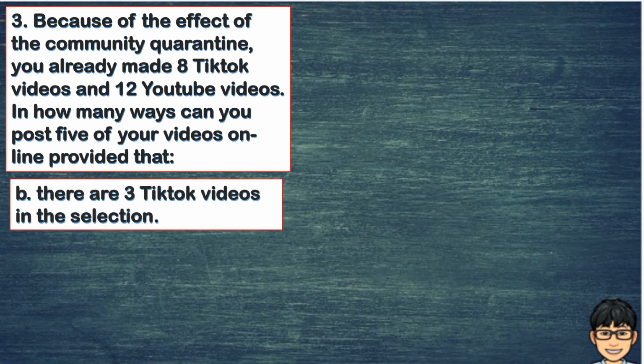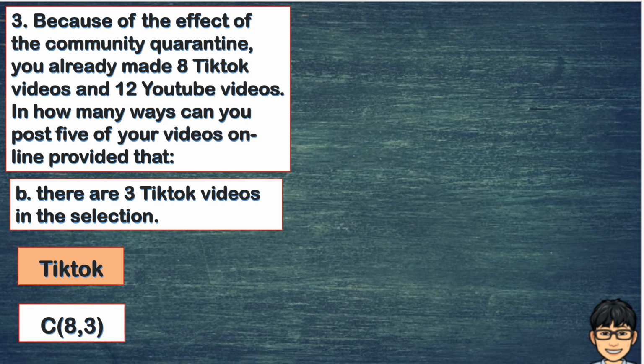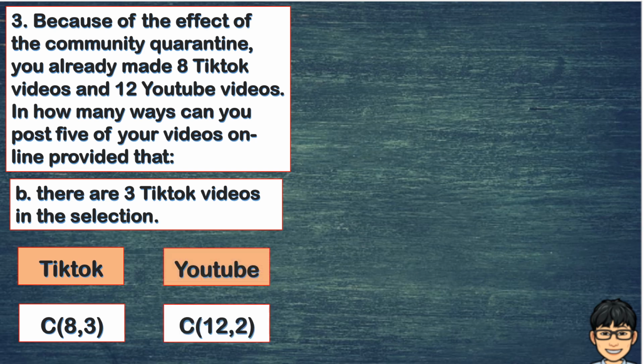Okay, next condition, there are 3 TikTok videos in the selection. So, from 8 TikTok videos, kukuha lang tayo ng 3. Therefore, we have 8 select 3. Ilang videos naman ang pipiliin natin sa YouTube? Tama, 2 na lang. Dahil 5 videos ang ipopost natin online. So, mula sa 12 YouTube videos, kukuha lang tayo ng 2. Therefore, we have 12 select 2.